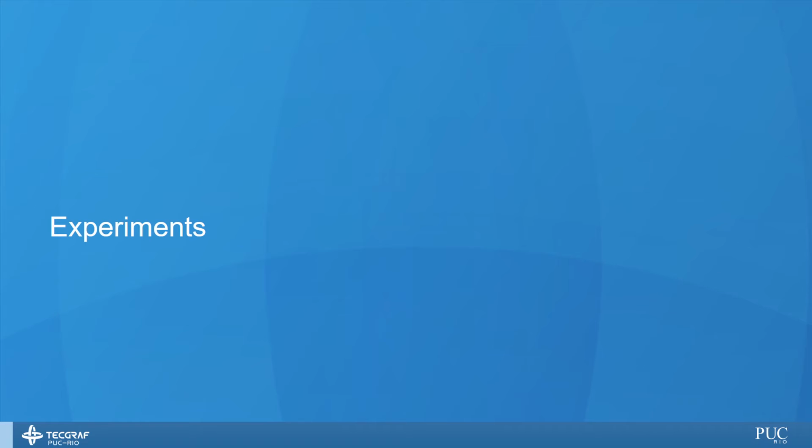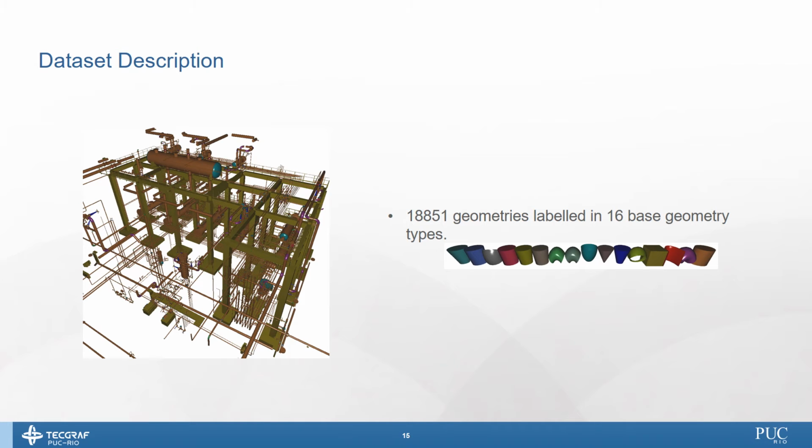Then we perform some experiments. We mostly experiment on the CAD model, which is composed of 1800 geometries, labeled in 16 geometry types, as described in the figure.